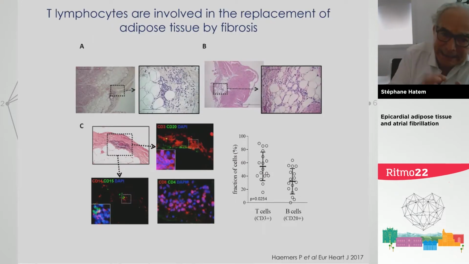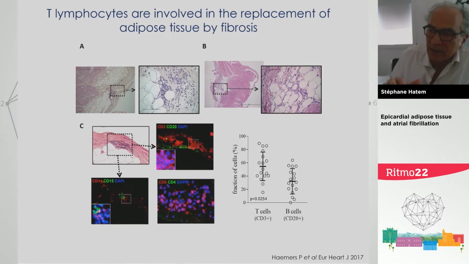Another mechanism that can link adipose tissue and the development of the substrate of AF is immunity. This is illustrated again on this histology, showing that at the junction between the fat, the fibrosis, and the myocardium, you have a cluster of immune cells. And we have been able to characterize this cluster of immune cells, which are B and T lymphocytes from the innate immunity. And actually, we are working very strongly on the origin of these immune cells and their role in the remodeling of this fat tissue.